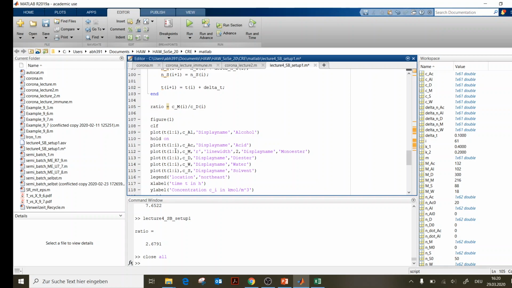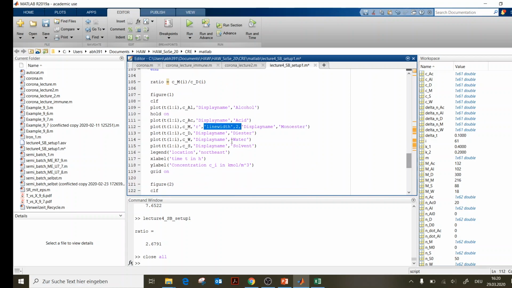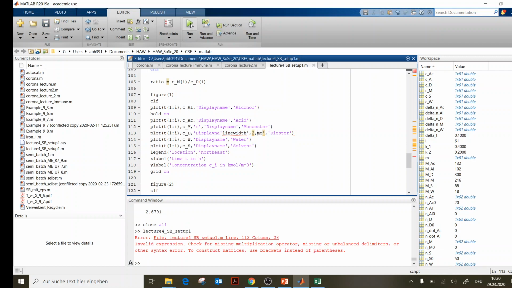Okay, and then I did it again for the acid, for the monoester, for the diester, for water and solvent. And since I'm especially interested in the monoester, I said, okay, let's plot this in red. So if you want to have a red line, then just say R. And to make it more important, I just put the line width to 2. So it will be a red, bigger line. Okay, then I put in the location. I think you know this already. I put the X label, the Y label, I put the grid on, and yeah, maybe let's have a first look.